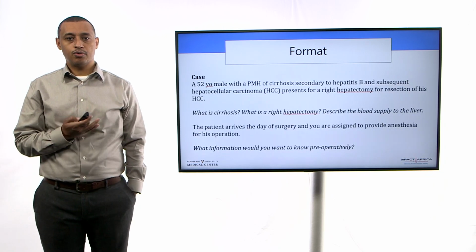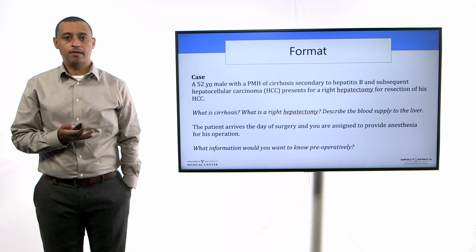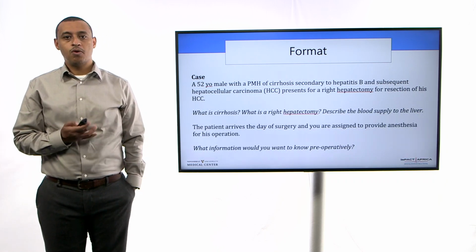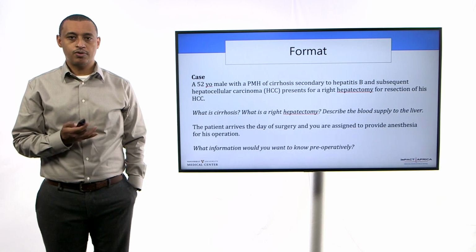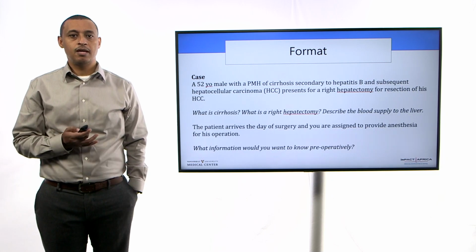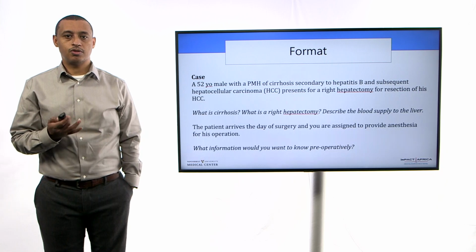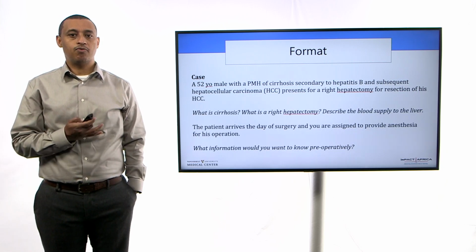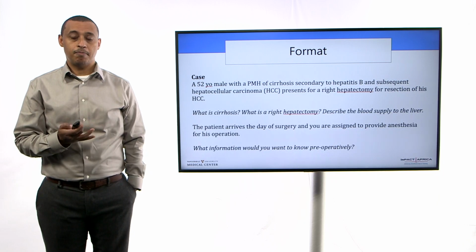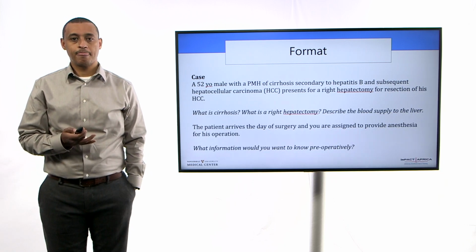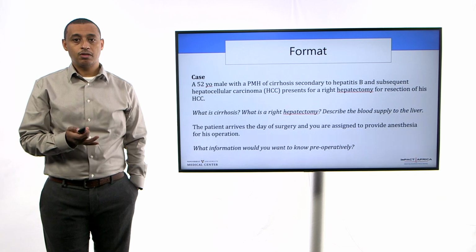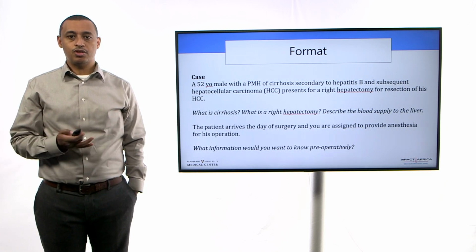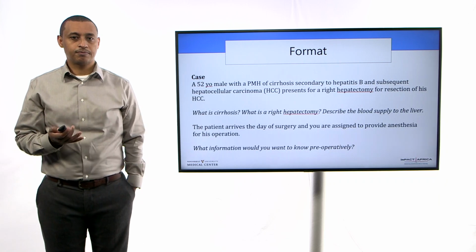Here's our cirrhosis PBLD example. The first line of the PBLD reads, a 52-year-old male with a past medical history of cirrhosis secondary to hepatitis C and subsequent hepatocellular carcinoma who presents for a right hepatectomy for resection of the hepatocellular carcinoma. So then you ask them the question, what is cirrhosis? What is a right hepatectomy? And describe the blood supply to the liver.